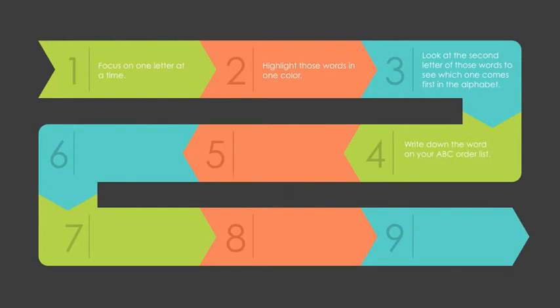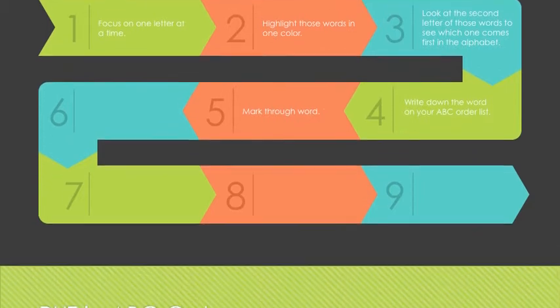We're going to write the word down on our ABC list. We'll write them in alphabetical order. As we do that, we need to mark through the words so we won't be confused, and we know to look at just the words that we have not used. So let's go through this.